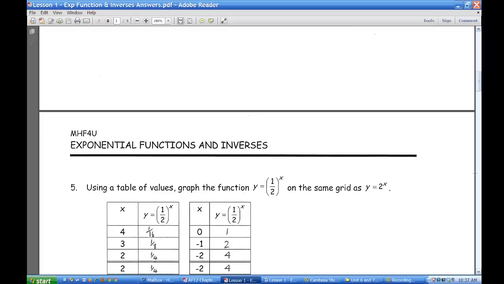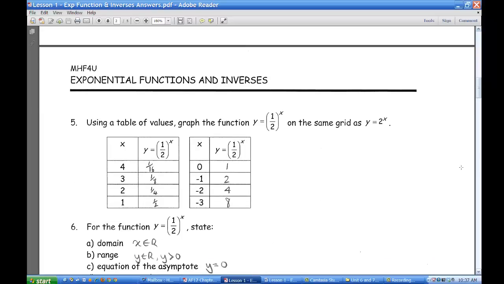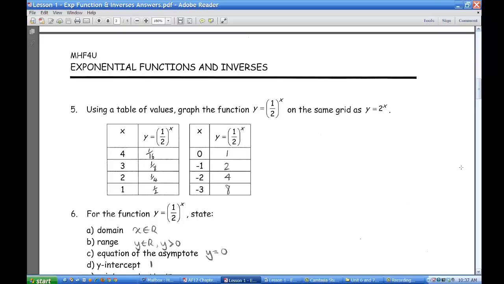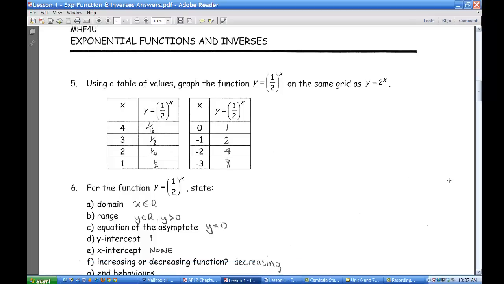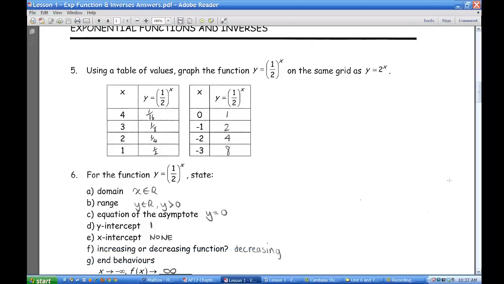What happens if our base is a fraction? If we have 1 over 2 instead of 2 for our base. For the function y equals 1 over 2 to the power of x, the domain is all real numbers. It continues indefinitely from negative to positive x. The range is y greater than 0, and our asymptote still stays. Y equals 0 is the horizontal asymptote, and it's on the x-axis. The y-intercept is still 1. The x-intercept is non-existing because we're not crossing the x-axis. The function in this case though will be decreasing.